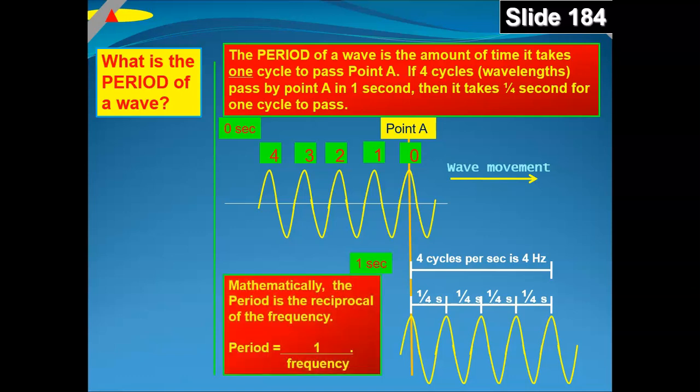So mathematically, the period is the reciprocal of the frequency. Period equals 1 over frequency.